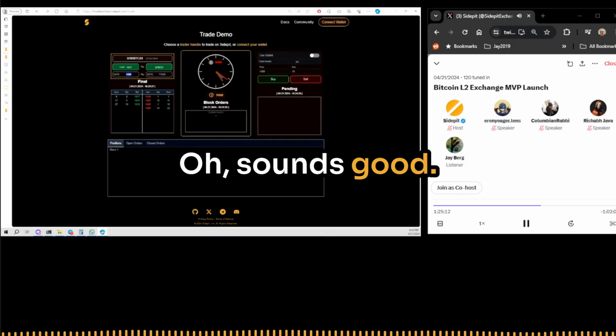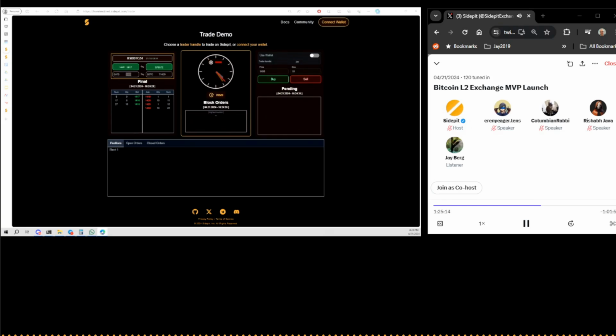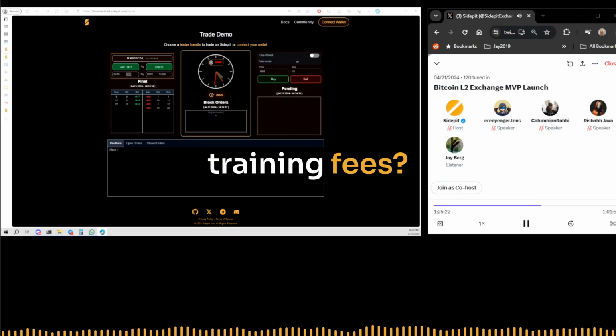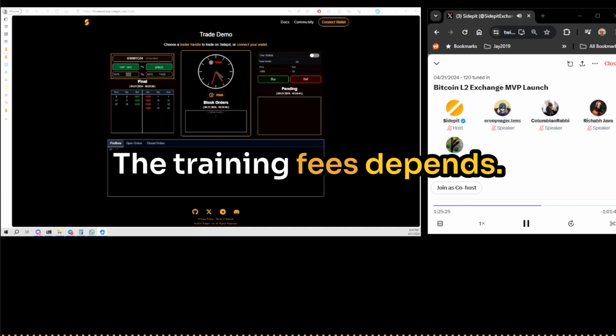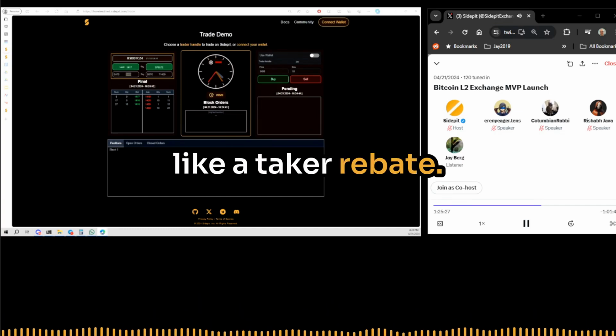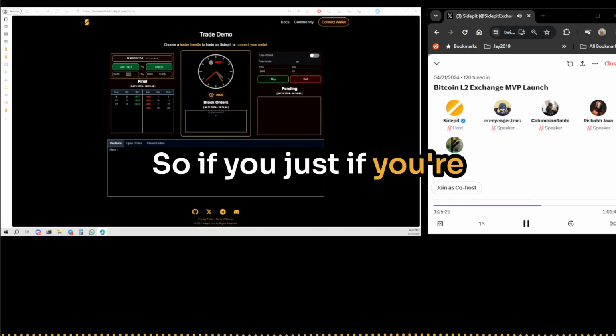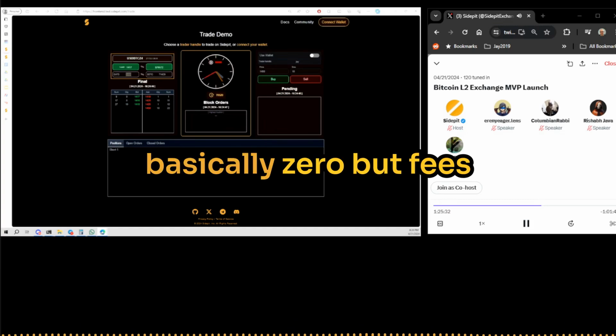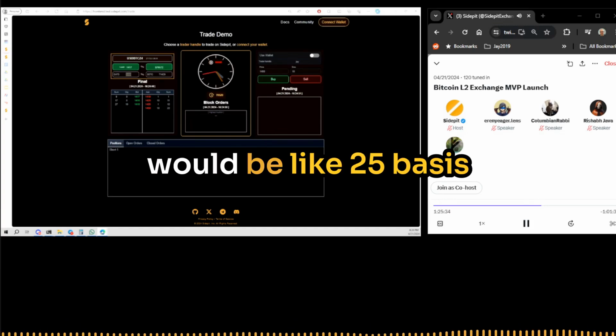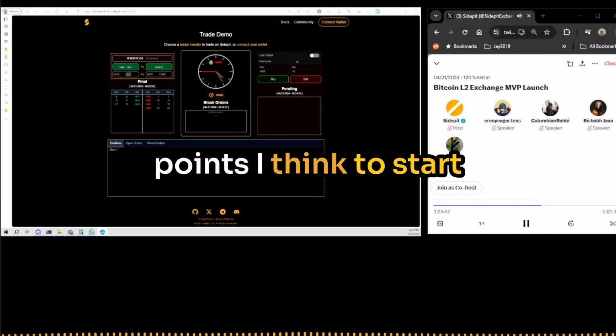Oh, sounds good. What are the trading fees like? The trading fees depend. It's going to be a taker rebate, so if you're just taking, the fees are basically zero. But the fees would be like 25 basis points, I think, to start.